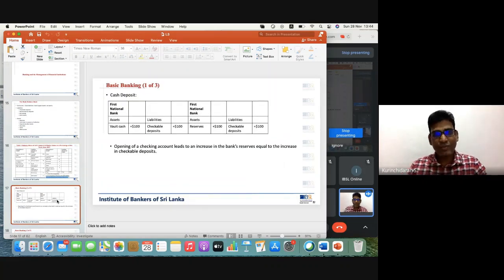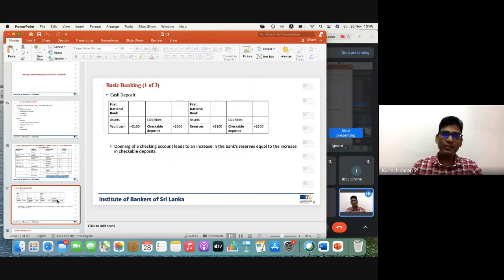Okay, now what we are going to look into is basic banking, right? Always please understand, when you think of transactions, what would be the entries, a kind of T account you can think of. Then you know how this mixture of assets and liabilities changes, and what the final impact will be based on these transactions. Okay, first we assume a customer is going to make a cash deposit, right?